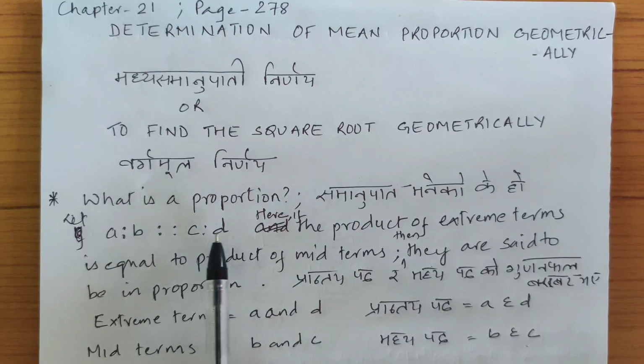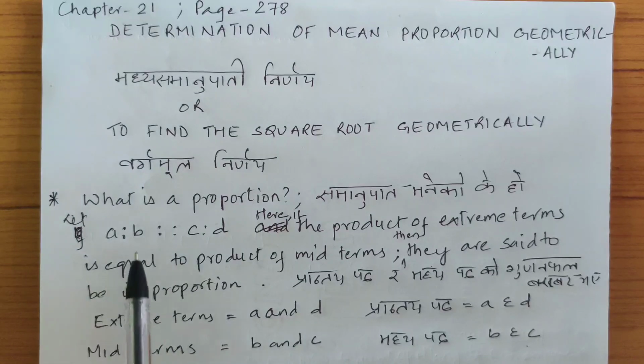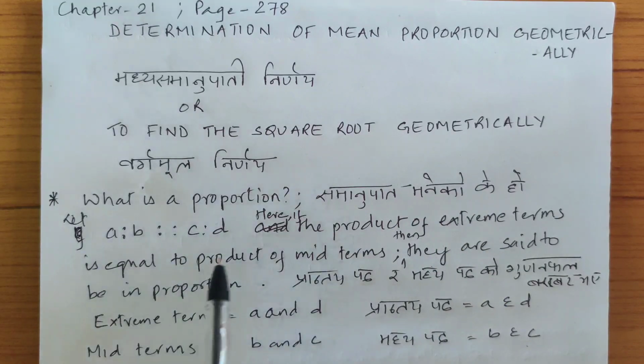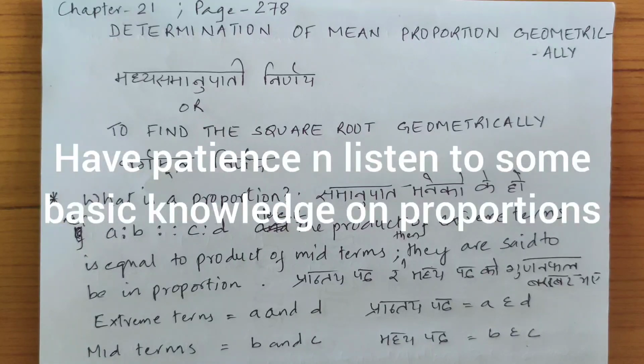Just some basic ideas. What is a proportion? So I've written an expression out here: A is to B, double colon C is to D. So check my A and D. My A and D are called the extreme terms, and my B and C are called the mid terms. Okay, so if the product of the extreme terms, that means A and D, is equal to the product of mid terms, then they are said to be in proportion.